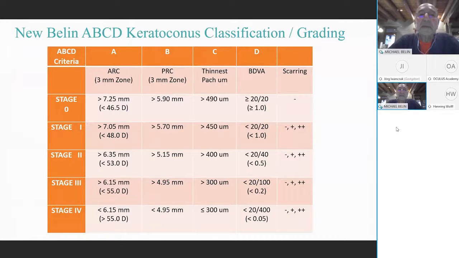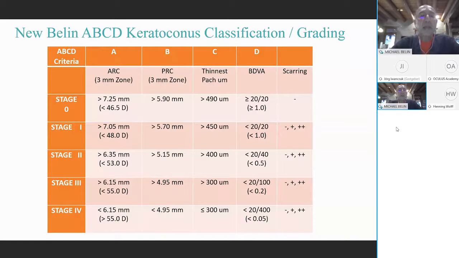And it's called the ABCD classification. A was the anterior radius of curvature. And again, this is taken from a 3 millimeter zone centered on the thinnest point. B was for back or posterior radius of curvature, again, centered on the thinnest point. C was for minimal corneal thickness, which is again, not an apical reading. And D is distance visual acuity. Distance visual acuity obviously is not something that the Pentacam enters, but is user entered.